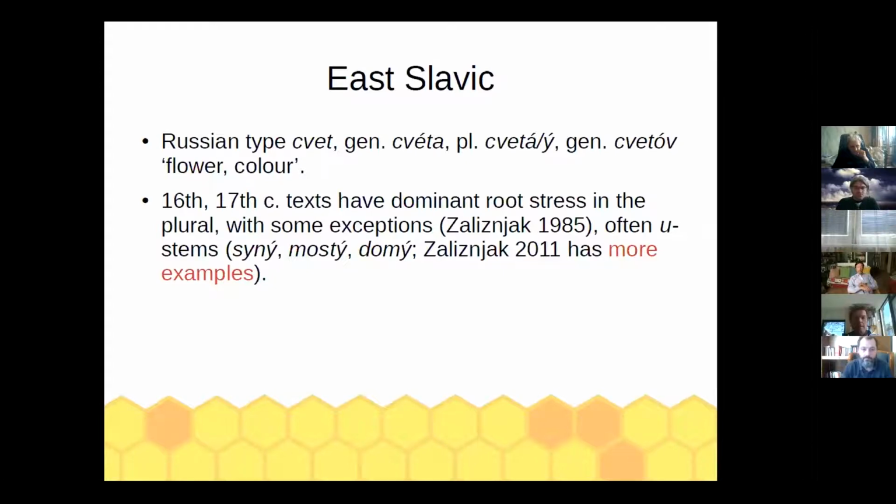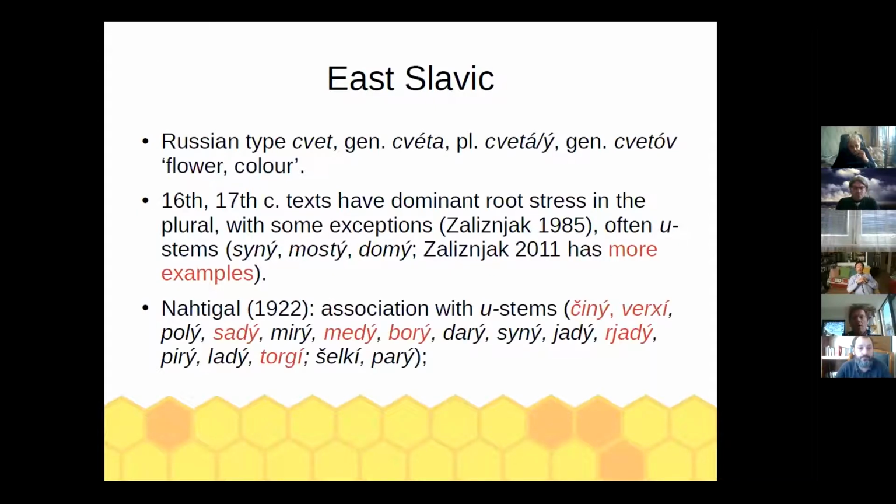And if we take a look at the very useful retrograde dictionary of Zaliznyak from 2011, we see more examples of that. So already in 1922, Heiko Nachtigal observed that there's a connection between the Russian accent type and original U-stems. So here's a list of original U-stems, or words that have been argued to be U-stems on other grounds as well, where we find this type of accentuation. And the words that I've marked in red also occur with end stress, or are attested with end stress, in the 16th and 17th century sources.